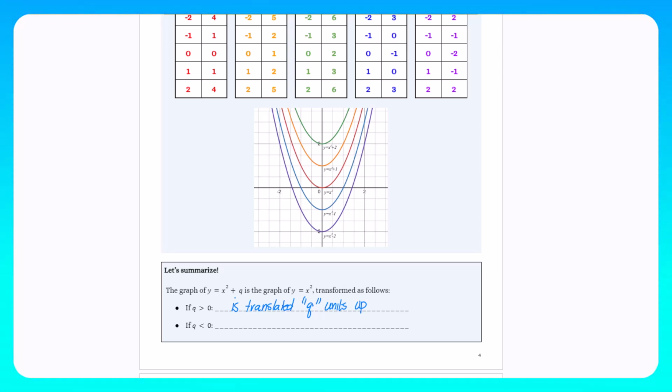If Q is less than 0, then the graph is translated Q units down. Now, Q can be any number, as we've seen. It could be a positive or a negative number. But if it's negative, the graph goes down. So that's the effect of Q.